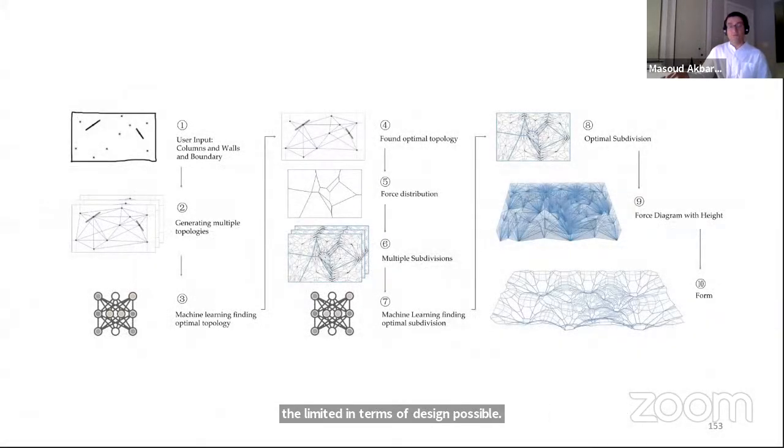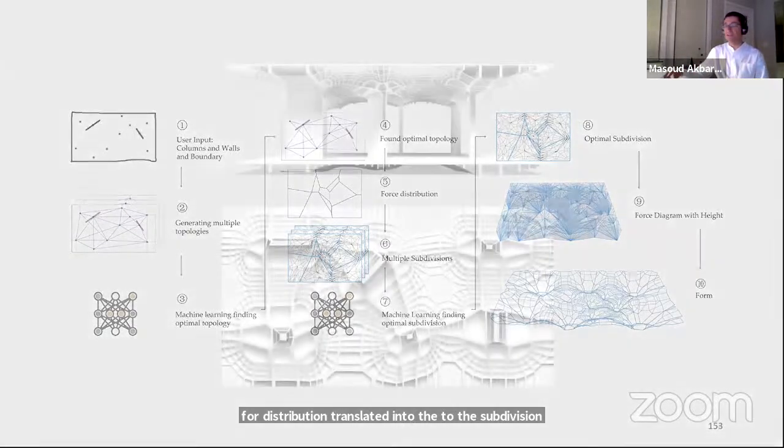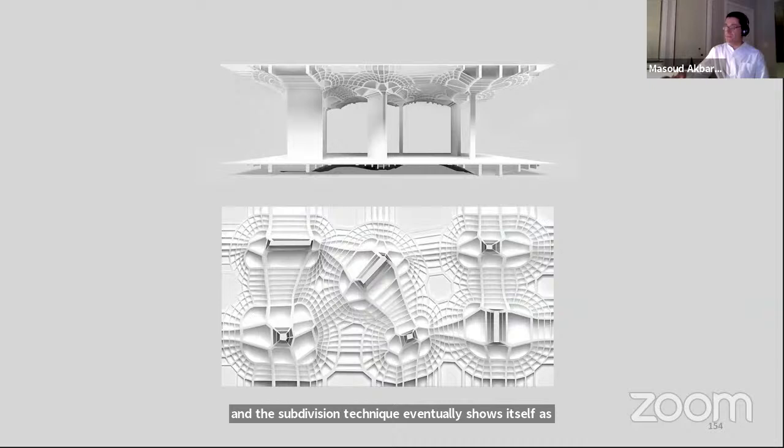So how does this work? As a designer, you can start with a sketch, and then we interpret that sketch using machine learning techniques. The machine learning translates that into the force distribution, translated into the subdivision, and the subdivision technique eventually shows itself as a floor system that transfers the forces and finds the load path to the walls or the columns that are originally input by the designer as just a simple sketch.